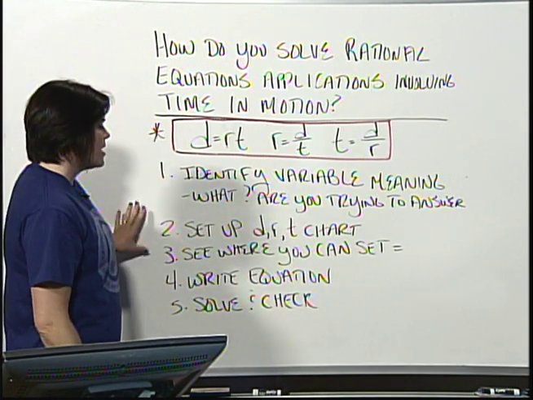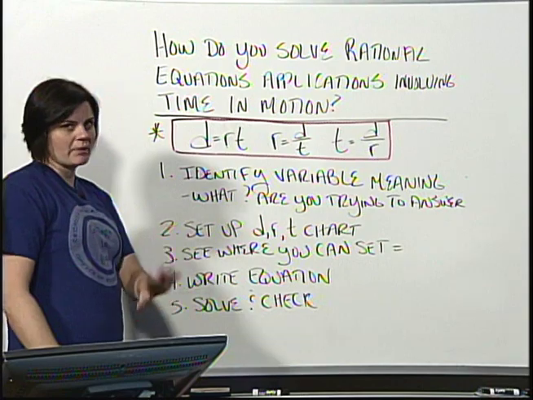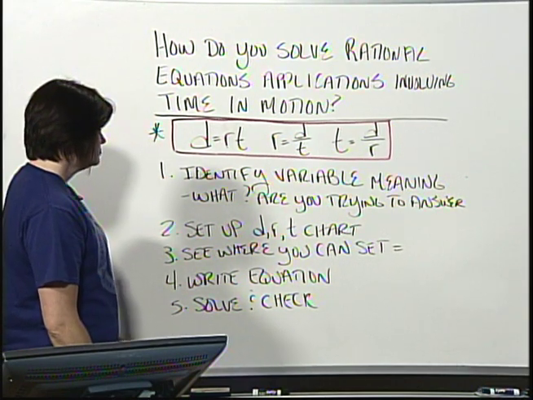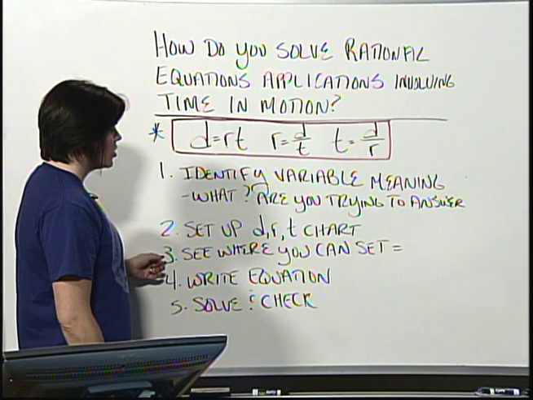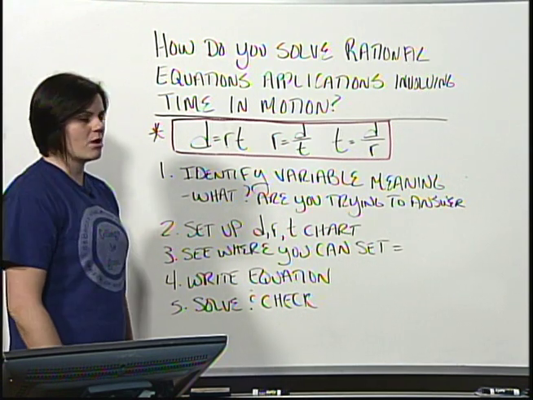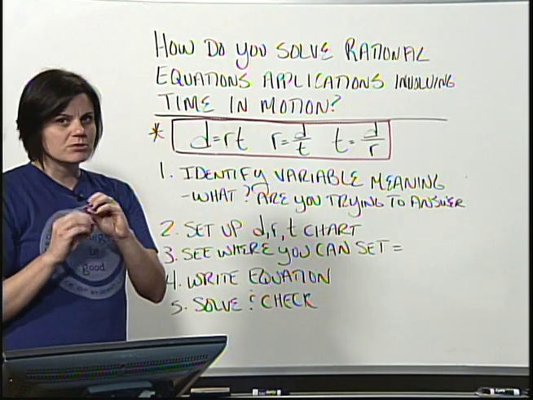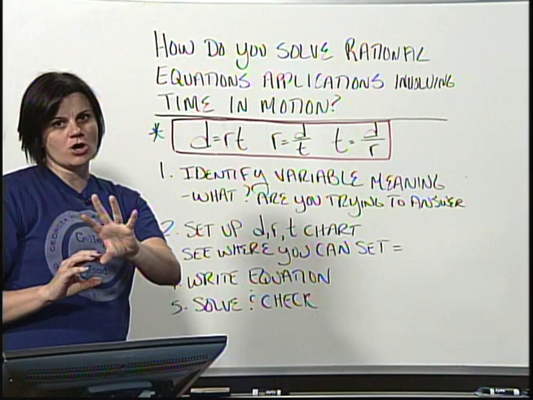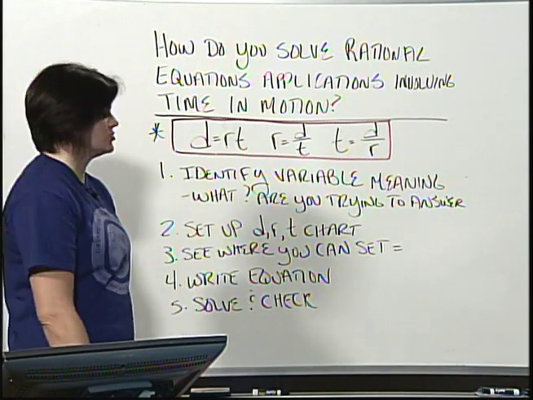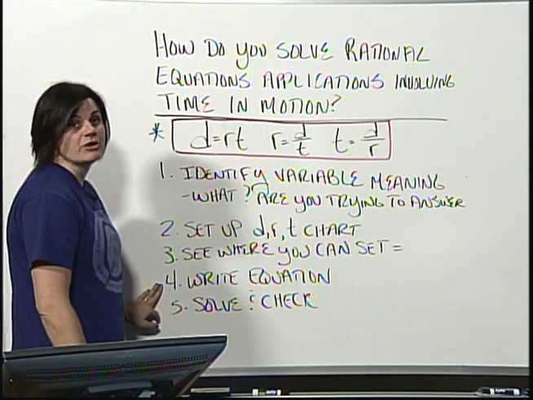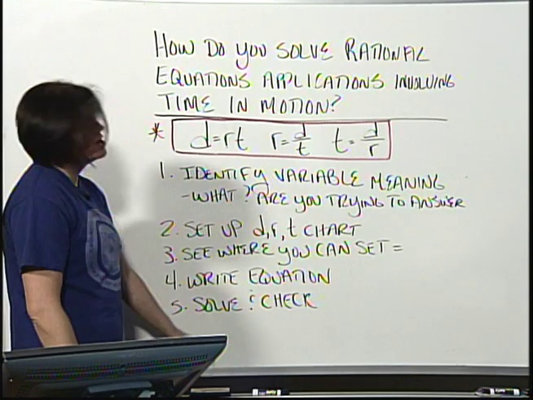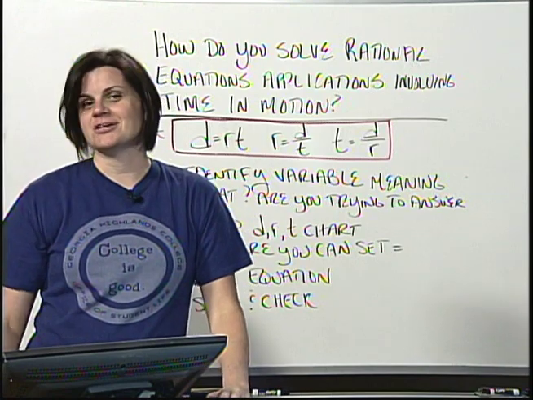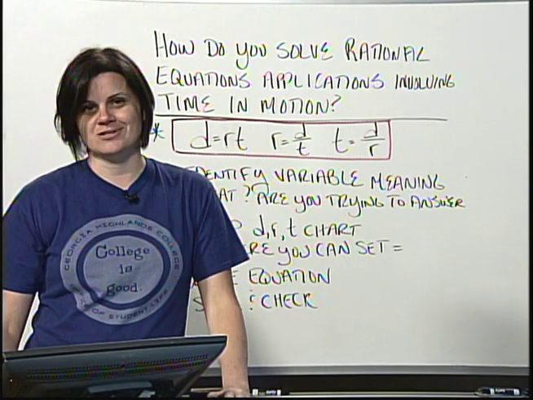Then you're going to set up your DRT chart, and this will make a little bit more sense when we take a look at our example. You want to use that chart and the information in the problem to see where you can put an equal sign. So what can you equate from the chart to create the equation that you're going to solve? Then after you figure that out, you actually write the equation, solve it, and of course check it to make sure that your solution is actually a solution and not just an answer.